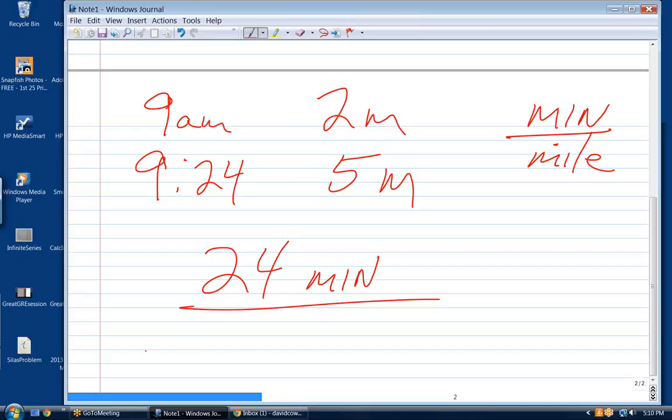Because how many miles did we run in 24 minutes? We ran 3 miles. Okay, see why it didn't matter? We were going to get 3 miles no matter what in the bottom. So, what's this equal to? You would get 8 minutes per mile.